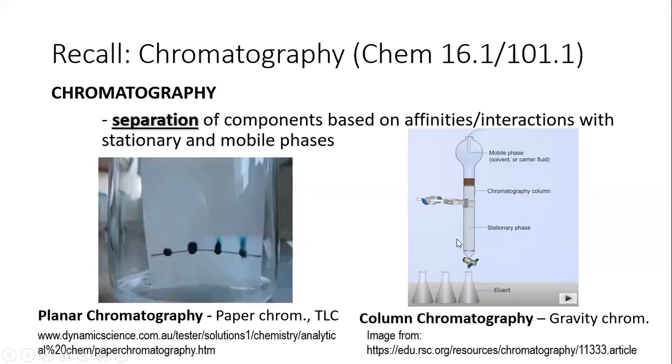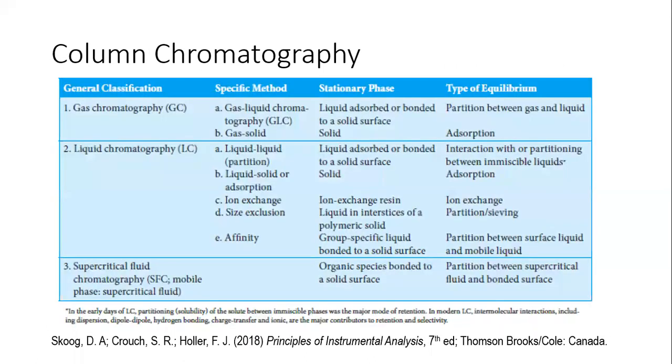So it's like a burette or a test tube that has a stopcock. Examples of column chromatography are gravity chromatography. So for Chem 101.2, we will be focusing on the instrumentation that involves the basic principles of chromatography. In particular, we will focus on gas chromatography and liquid chromatography, or HPLC in particular.